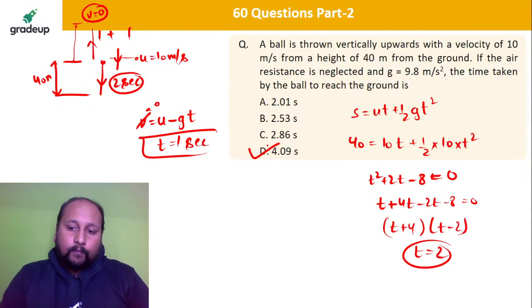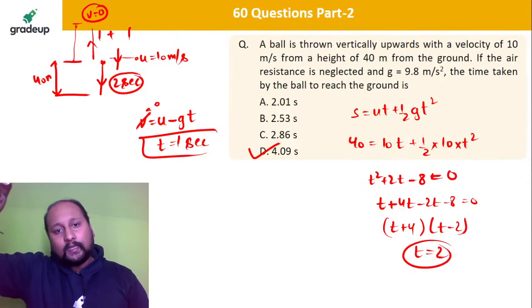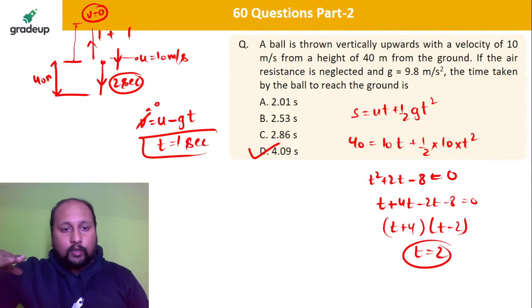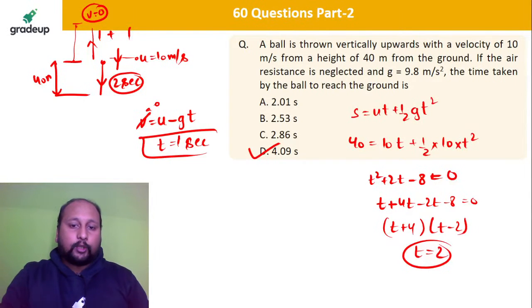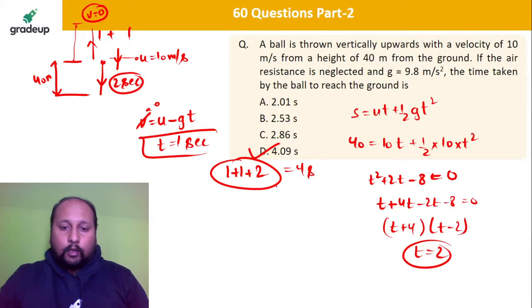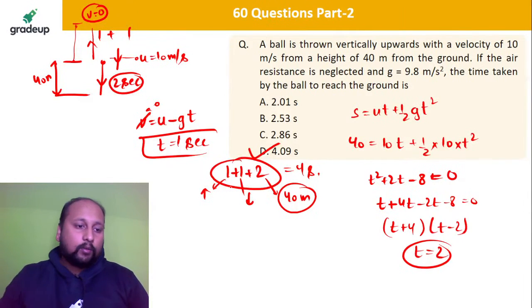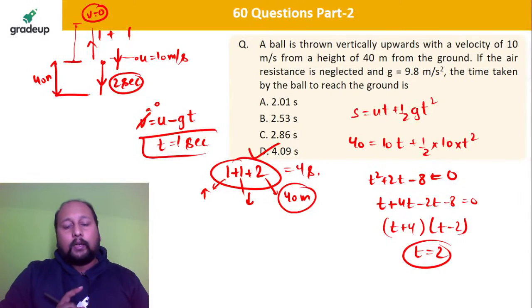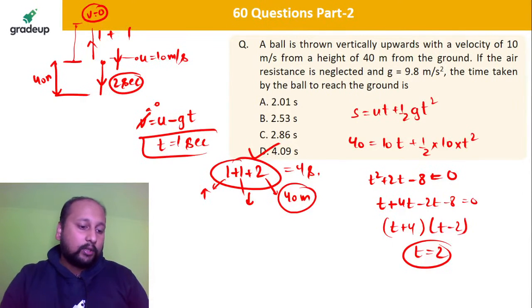Option D. Option D. 1 second will be taken to reach the topmost height. 1 second to reach the initial position, and 2 seconds from that point to travel 40 meter downward. So it will be option D. So it will be 1 plus 1 plus 2, 4 seconds. 2 seconds is for traveling 40 meter. 1 second is upward and 1 second is downward. So in total we'll have 4 seconds as the total time taken by the ball to reach the ground.